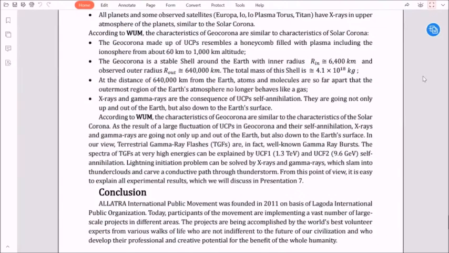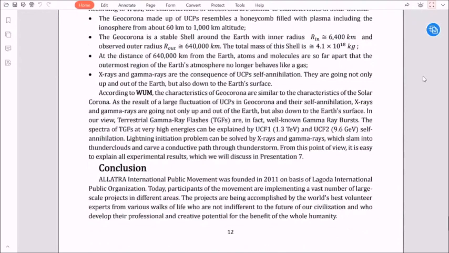Conclusion. ALATRA International Public Movement was founded in 2011 on the basis of Ladoga International Public Organization. Today, participants of the movement are implementing a vast number of large-scale projects in different areas. The projects are being accomplished by the world's best volunteer experts from various walks of life who are not indifferent to the future of our civilization and who develop their professional and creative potential for the benefit of the whole humanity.